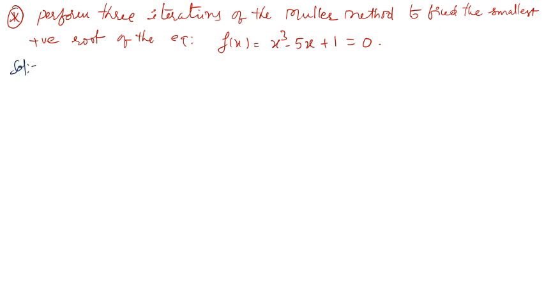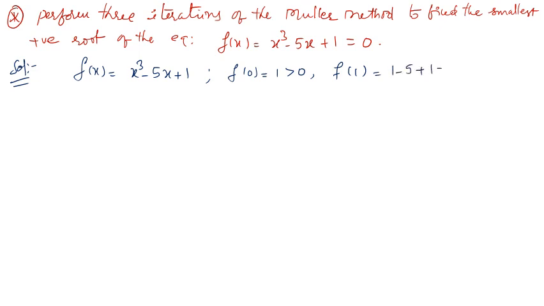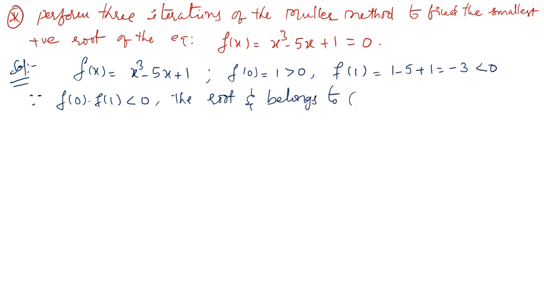Solution. Always first locate the interval in any iterative procedure. x cube minus 5x plus 1. So what is f of 0 value? 1, positive. F of 1 value what? 1 minus 1 plus 1, negative 3, negative. Since f of 0 into f of 1 both are having opposite signs, the exact root xi belongs to what interval? 0 comma 1.